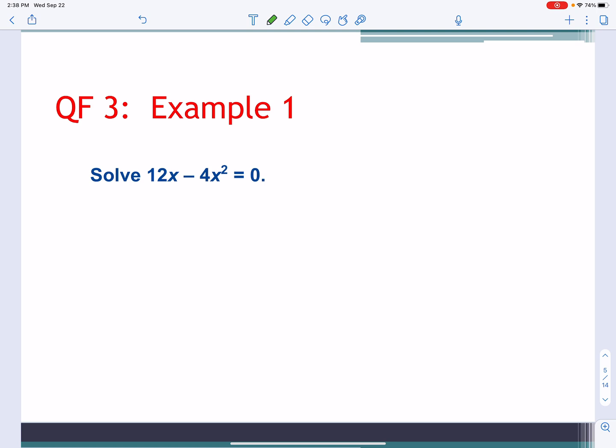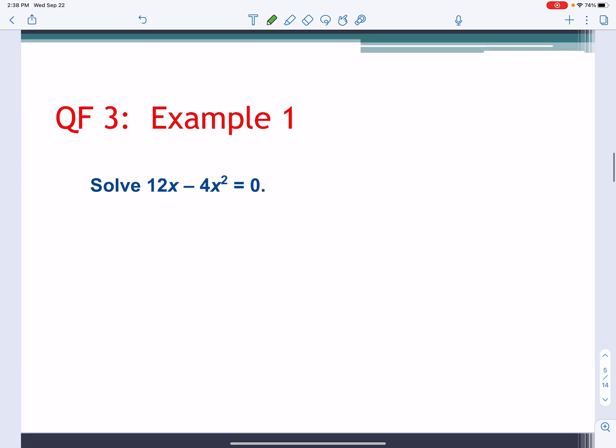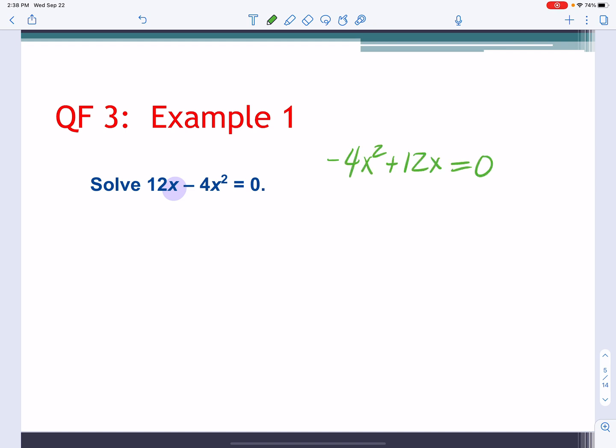Okay, I need to factor, but this isn't like a difference of squares because I have an x. So it might help if you write it negative 4x squared plus 12x. Some kids just see it better when the squared comes first. So this one is just a common factoring question. What can I take out of both? I can take out a negative 4x, and that would leave me with an x minus 3, okay?